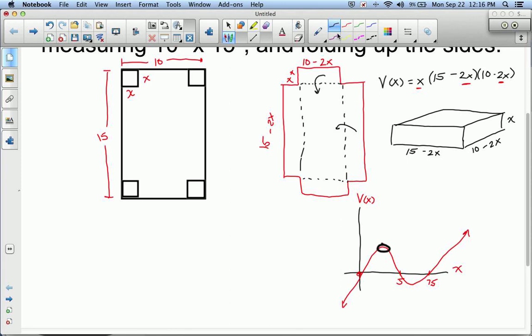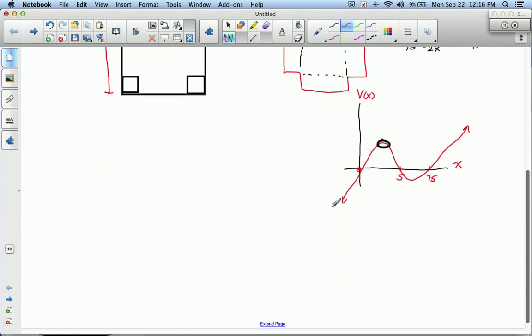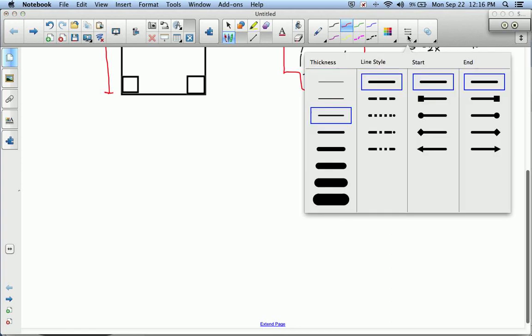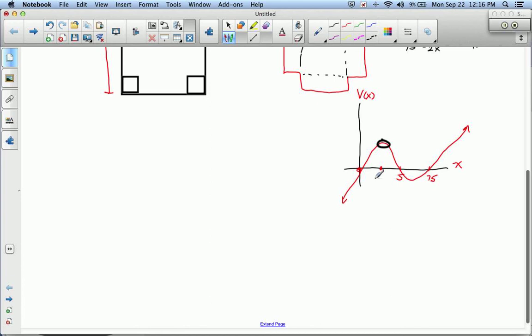If it was quadratic, no problem. 2.5 would be the middle because quadratics are symmetrical. However, this is cubic. It is not symmetrical, so we cannot say 2.5 is the right value. However, 2.5 is going to play into this at some point.